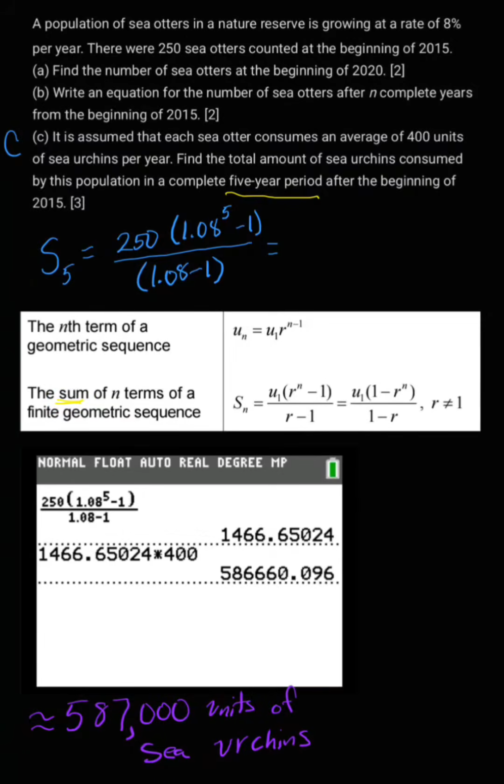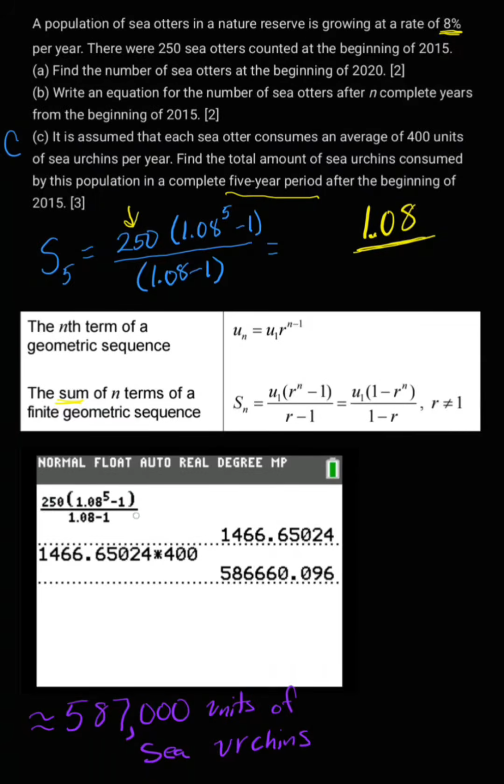So we're going to use the sum formula for a geometric sequence because it's increasing by 8%. Here we can see the formula, the sum of the first n terms. U1 is my first term, 250. r is my rate. Again, it's 100% of the number that we have, and it increases by 8%. So we have 1.08 to the power of 5, and it is 5 since we're doing a 5-year period, minus 1. And on the bottom, we write r minus 1 in the denominator.